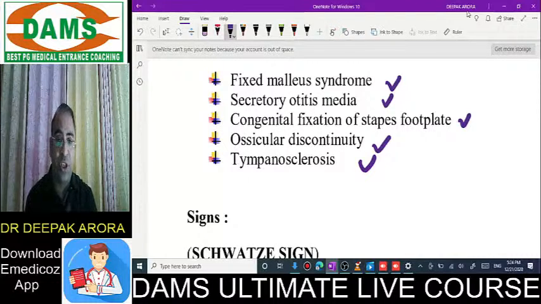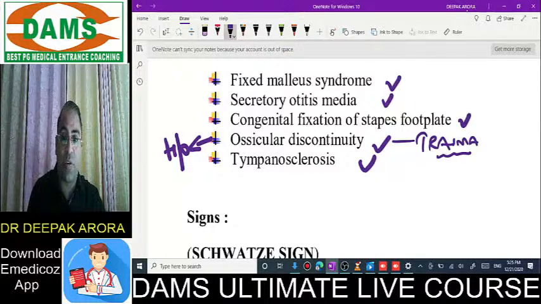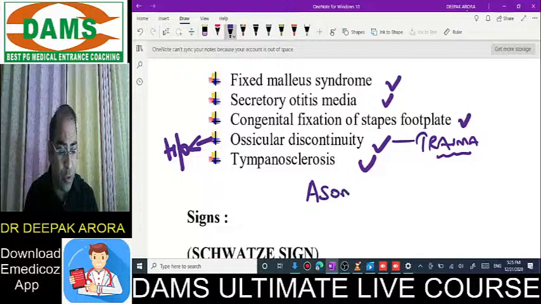Now, how to differentiate the infection part? Now listen carefully. Congenital fixation or ossicular discontinuity, there will be history of trauma. Now let us go in the depth of this segment. In the MCQ, the examiner will mention a history of trauma. There will be a trauma, patient landing up. There will be no such history in case of otosclerosis. Am I understood? Fixed malleus syndrome. Yes, fixed malleus syndrome. Again, on CT examination we can differentiate it. In serous otitis media or ASOM.